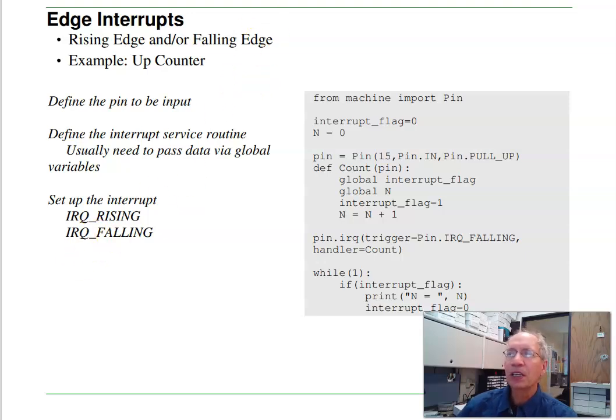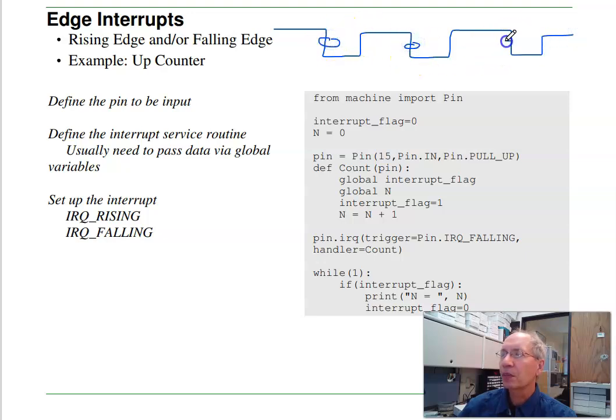What happens here is that when I push a button, the line idles high. When I push the button, it goes low. So on this code, I want to count every falling edge. The way you do that is you first define the pin to be input. Here I'm going to count the edges on pin 15. I define the interrupt service routine. When the interrupt happens, I'm going to increment a counter and set a flag.